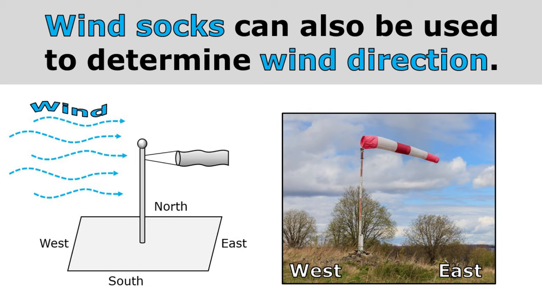Windsocks can also be used to determine wind direction, and windsocks are often used because they're easier to see from a distance. Windsocks are just kind of tubes of fabric that get blown in the wind, and so you can see here that the wind is blowing from the west and just pushing the windsock. So the windsock is being pushed from the west, and that's how you can tell which way the wind is blowing.